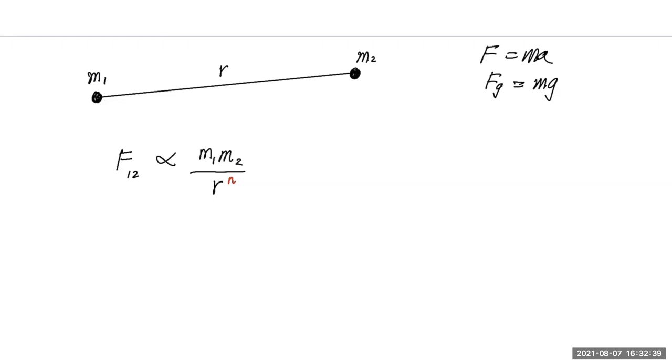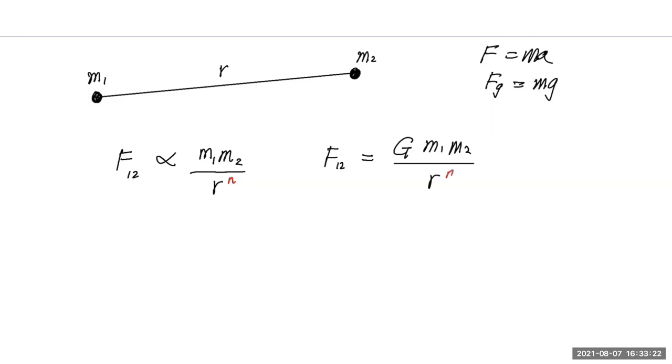Can we find n? Turns out that actually can be done if you believe in Kepler's third law. Now this is only a proportionality, and there's a constant of proportionality, of course, and that constant, I can give it any name. Why don't we just call it big G? So with that in mind, I can now assume that the force between the two objects is equal to G m1 m2 over R to the power n. Again, this n is to be determined.